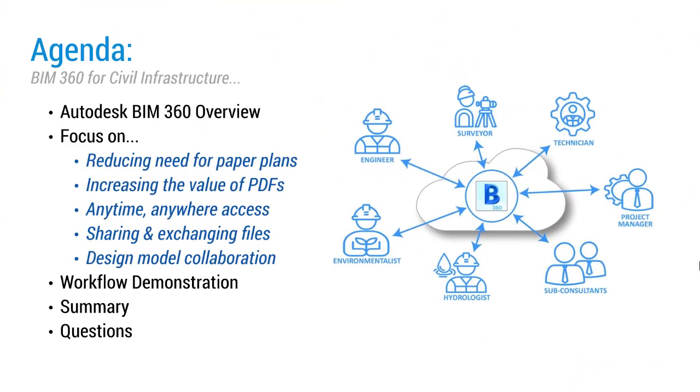As a brief agenda, we'll be doing an overview that's going to focus on different ways that BIM 360 can help us, including reducing the need for paper plans, increasing the value of the electronic prints or the PDFs that we create, providing anywhere, anytime access to our files within the cloud, improving the way that we share and exchange files, doing design model collaboration, and more. We'll do this through a workflow demonstration that'll show the different tools within the BIM 360 platform working together. We'll end with a summary and then take your questions.